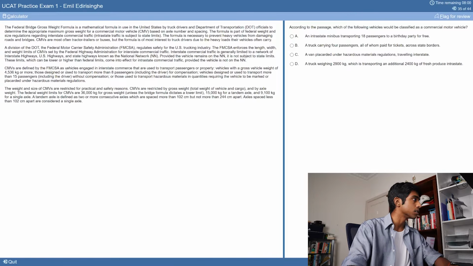Commercial motor vehicles are vehicles engaged in interstate commerce that are used to transport passengers or property. Vehicles with a gross vehicle weight of 5,000, 4,000, whatever. More than 8 passengers for compensation.